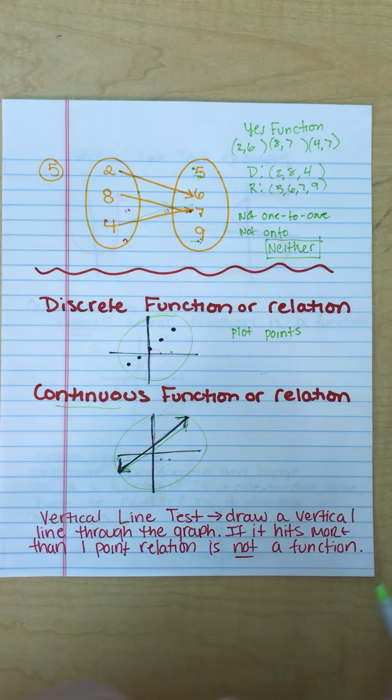We have something called the vertical line test. This is another quick way to determine whether something is a function.